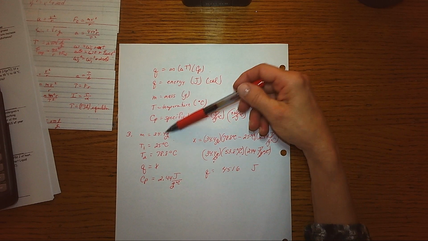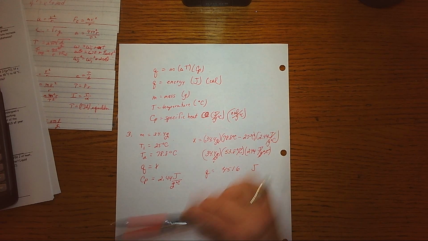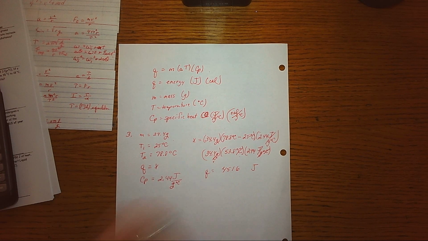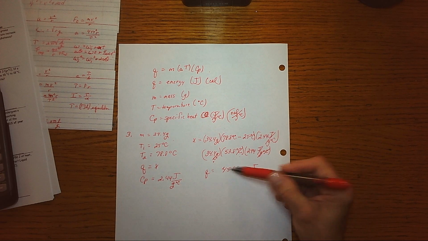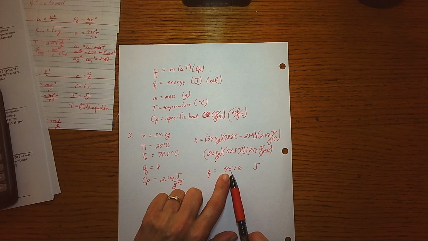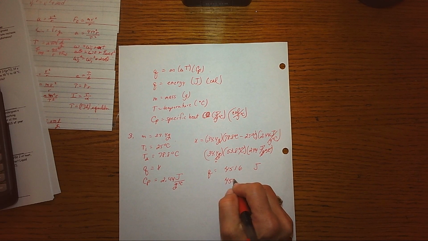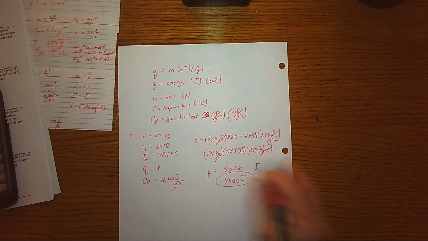But we have to look at significant digits. This has 3, this has 2, this has 3, and we don't look at specific heat because it is a constant, and you don't use constants. So the smallest amount is 2. If I have to have two numbers here, I go to the second one, which is 5, look at my number 1, which would not round that up. So my answer is going to be 4,500 joules. That's how much.